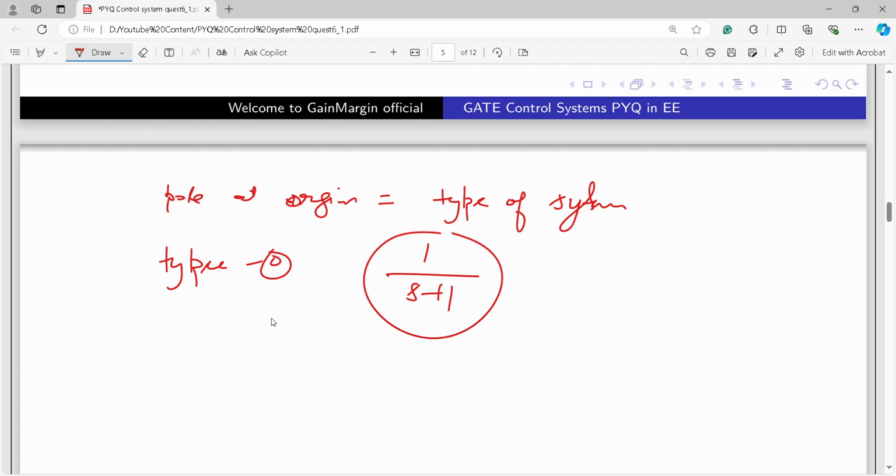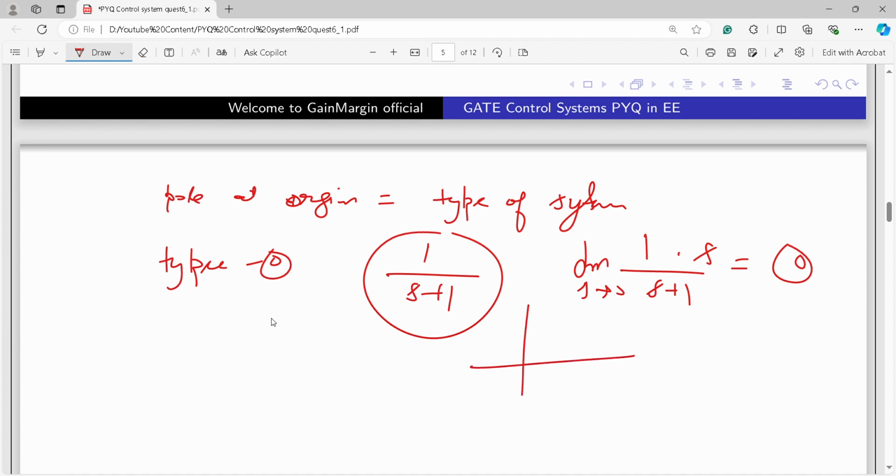So for a type 0 system, if you apply the final value theorem, then you will always get a 0 value. Okay, so it means it completely dies out. You can see here, this will be e to the power minus t u(t) in the time domain. All right, so straight away we can see that as t tends to infinity, you will get the final value 0.